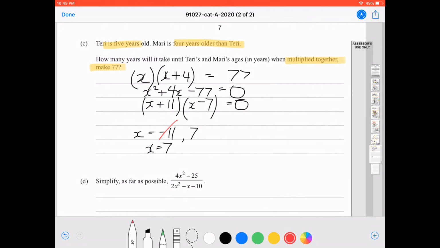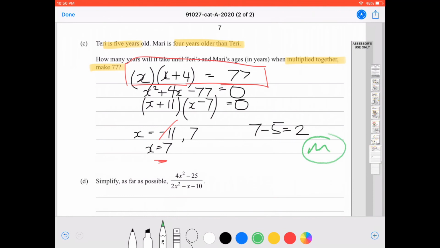We're saying when our equation is satisfied, so when the two ages are multiplied together and they equal 77, at that point, Terry will be 7 years old. And the question asks, how many years will it take until Terry is 7 years old? At the moment, Terry is 5 years old, so we say 7 minus 5 is 2 years. Okay, so this gets your merit. Achieved, forms valid equation in one variable. So here is your achieved.